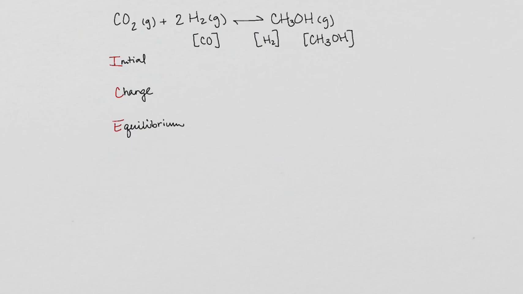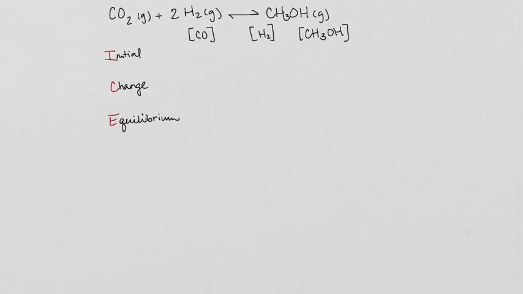So you may have heard of this technique for solving equilibrium problems referred to as using an ICE table, and that stands for initial, change, and equilibrium, and what we're referring to each time is the concentration of the reactants and the concentration of the products. So let's take a look at a couple of examples.